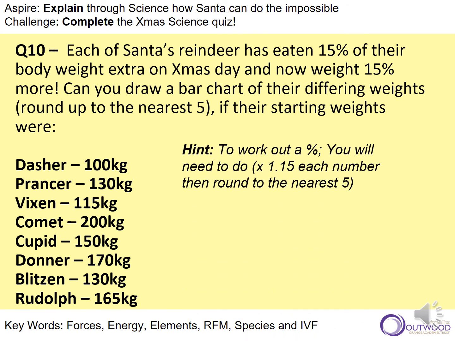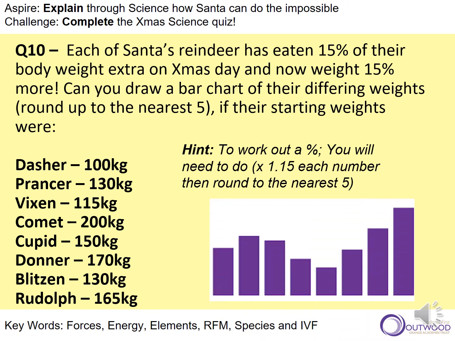Now, to work out a percentage, the easiest way to do it is you can times each number by 1.15. That's how you'd work out 15% extra. And then what you'll need to do is draw a bar graph. So you need to do the calculations first. So get your calculator. I'm going to give you a minute to work out each of the calculations. So a minute starts now.